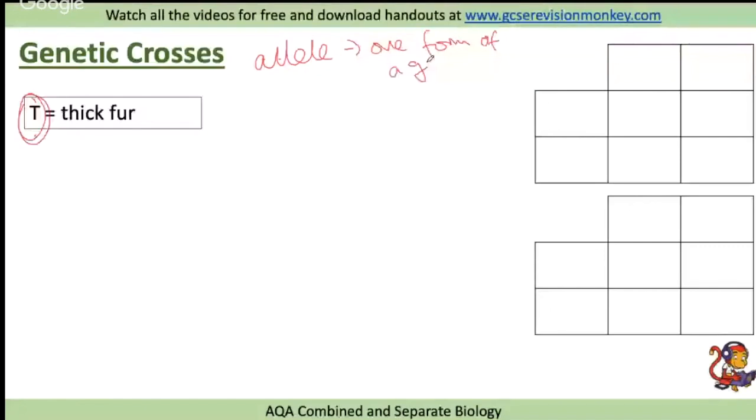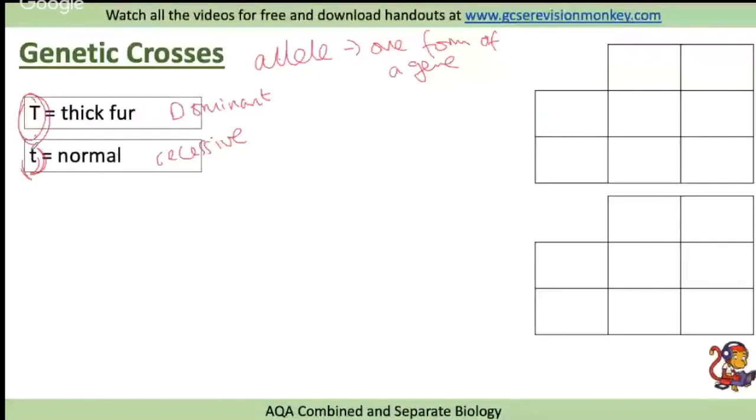So let's say we had one form of a gene that could give you thick fur and another form of the gene which would just give you normal thickness fur. So in this case, I've done a capital T for thick fur because this is the dominant allele. So if this is present, the animal will have thick fur, and this is the recessive allele. If it's recessive, this means that if it's just present on its own, it won't have normal fur. It has to have both alleles present, like lowercase t, lowercase t, in order for the animal to have normal fur.